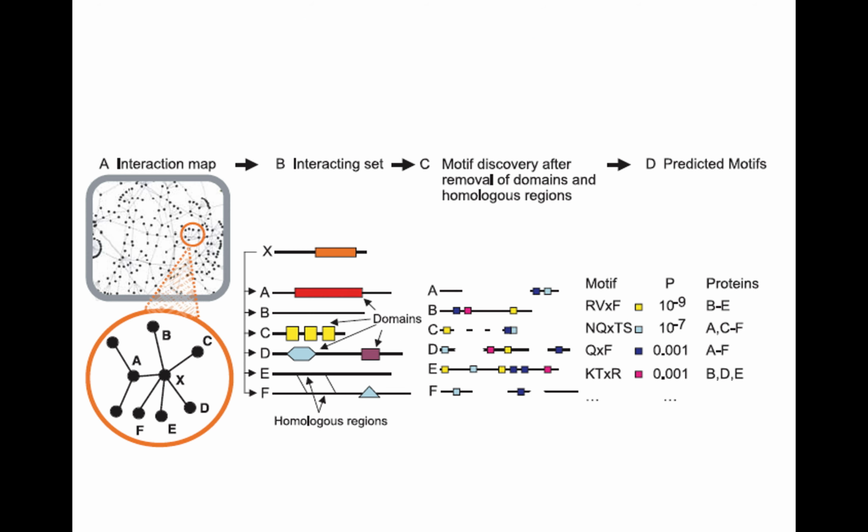So this is an example. From interaction map up until interaction set, you could get motif discovery after you remove the domains and homologous regions, and you could get predicted motifs of how the interaction would be. So this is from a paper. If I were to explain from here to here, it's going to be very lengthy, so I'm not going to delve into that.